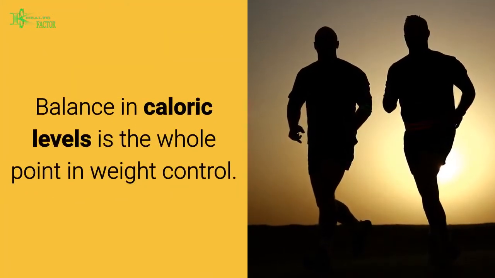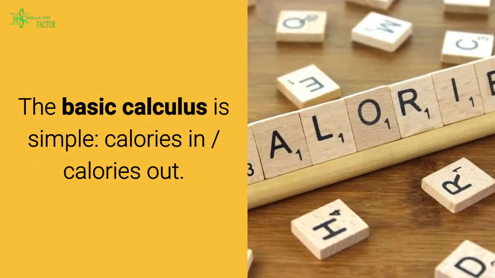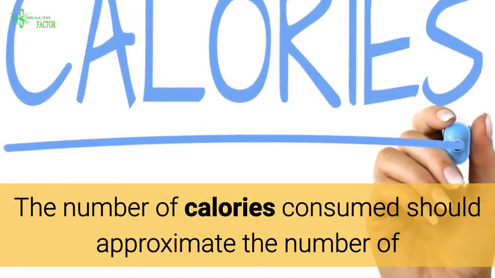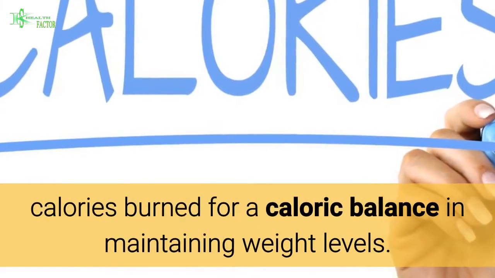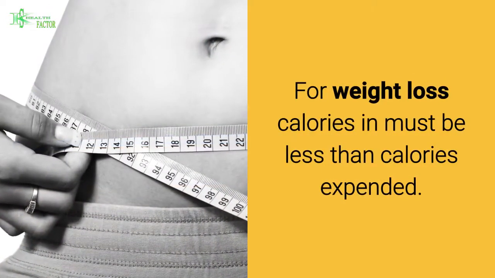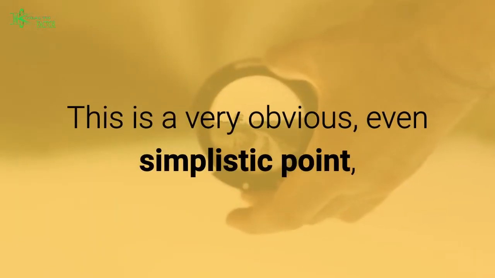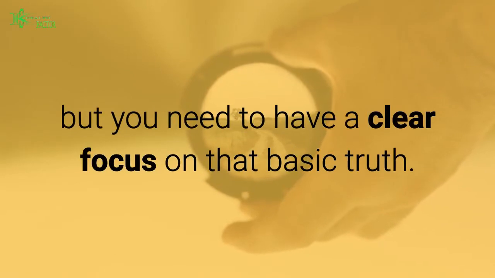Balance in caloric levels is the whole point in weight control. The basic calculus is simple: calories in, calories out. The number of calories consumed should approximate the number of calories burned for a caloric balance in maintaining weight levels. For weight loss, calories in must be less than calories expended. This is a very obvious, even simplistic point, but you need to have a clear focus on that basic truth.